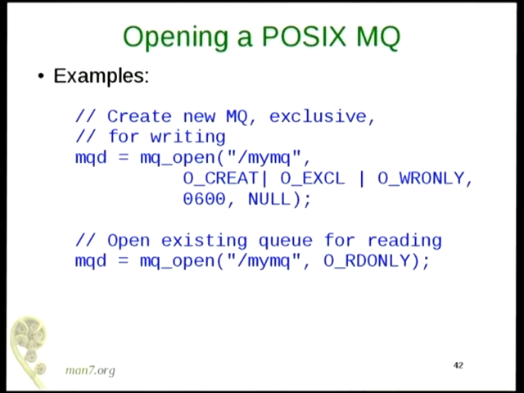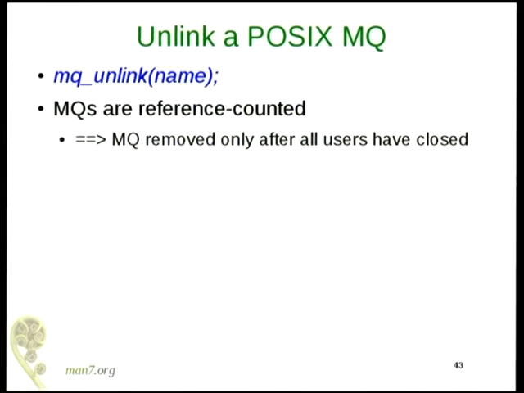So here's how to open a new message queue for writing. mq_open. Here's the name of my queue. Create it exclusively for writing. Permissions 0600, read, write, just for the owner. Default attributes. Open an existing queue for reading. Name of the queue, read only, and I don't need the rest of the arguments. If I don't need the queue anymore, I can unlink the name, just like unlinking a file.